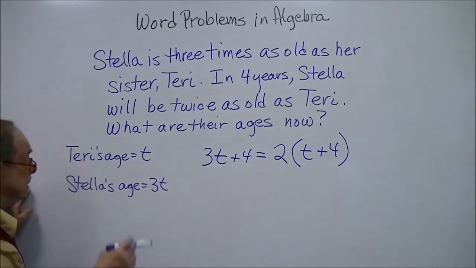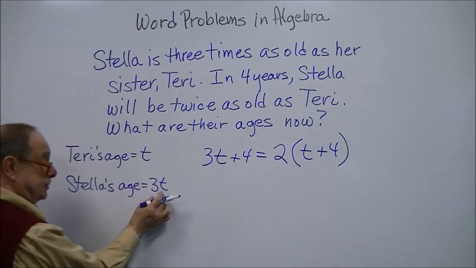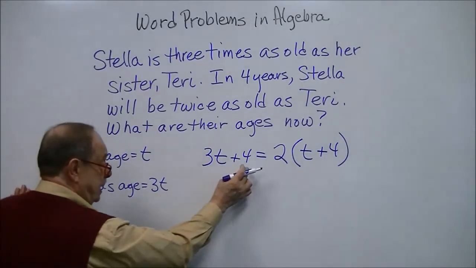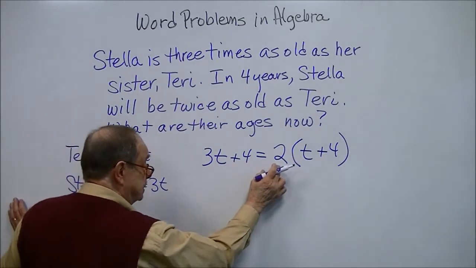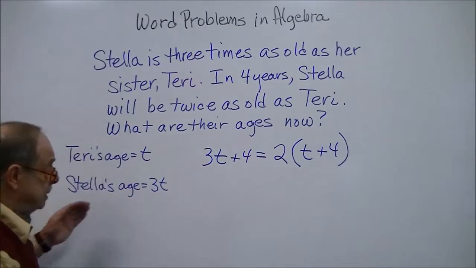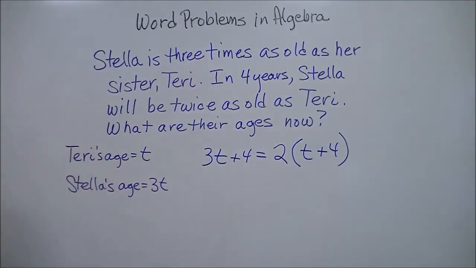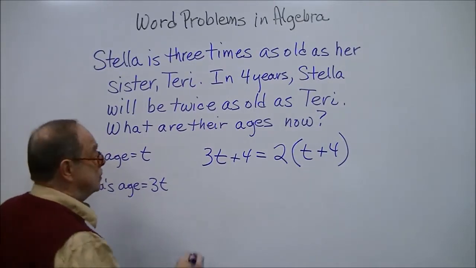So, once again, we didn't know what Terry's age was, but we knew that Stella's age is 3 times that. And then in 4 years, Stella's age will be twice Terry's age in 4 years. We had to put that in parentheses. So that's our equation. Working with word problems doesn't just happen; it's through a process of thinking and analyzing. Now that we have an equation, and this makes sense to what we have here, we now solve the equation.